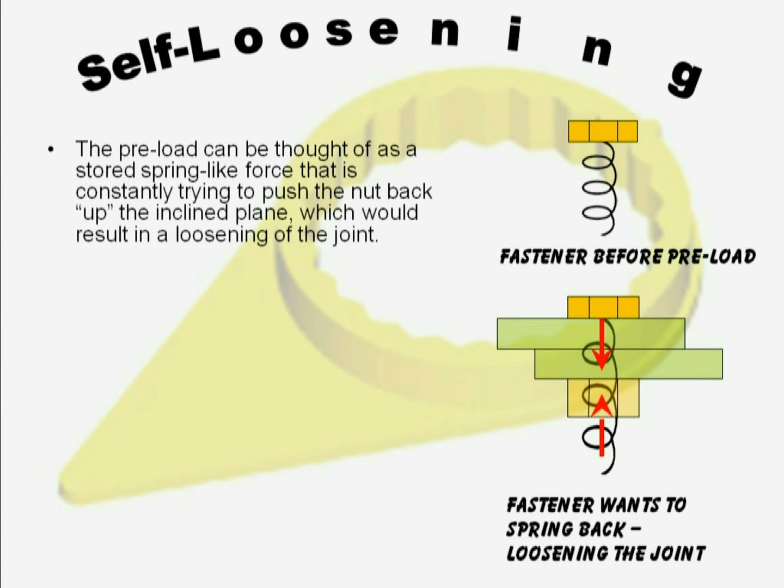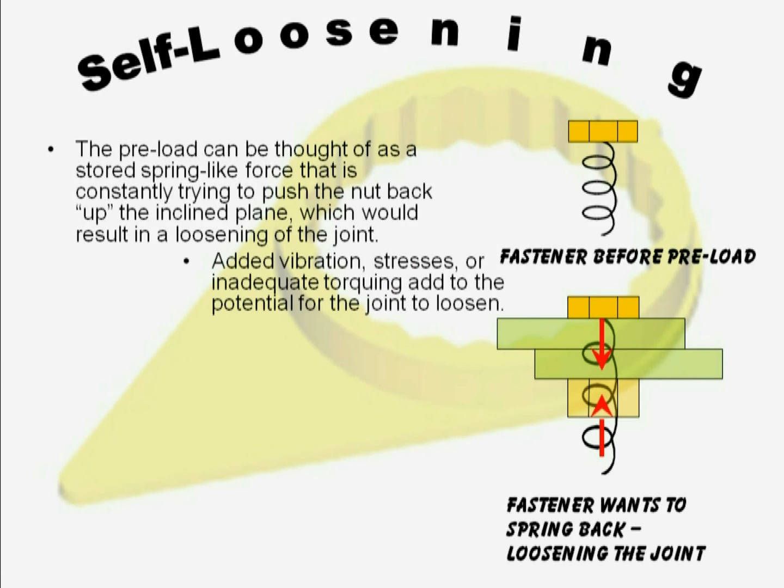The preload can be thought of as a stored spring-like force that is constantly trying to push the nut back up the inclined plane, which would result in a loosening of the joint. Throw in some extra vibration, unusual stresses, or maybe just inadequate torquing, and all those add to the potential for the joint to loosen.